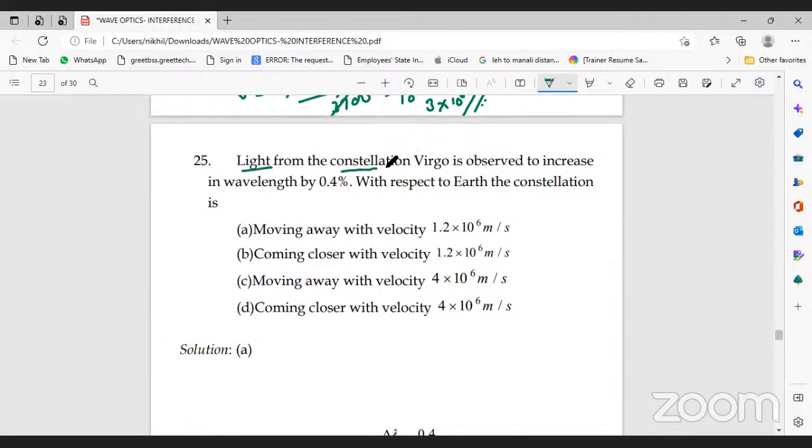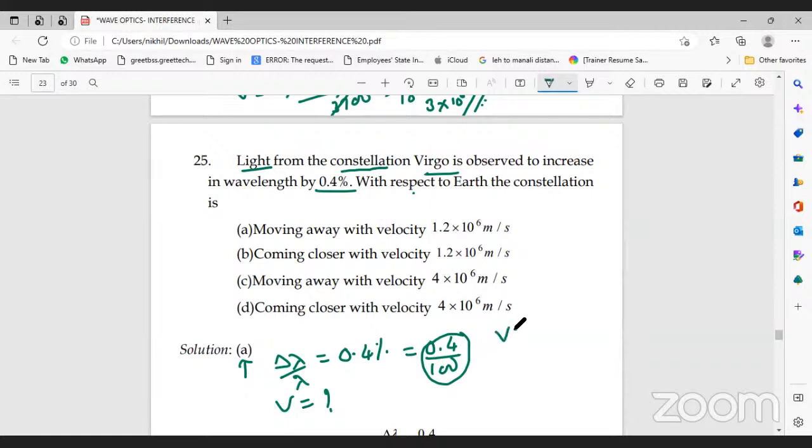Light from the constellation Virgo is observed to increase in wavelength. Wavelength is increased by how much? 0.4%. 0.4% means what? 0.4 by 100. Now they are expecting us to find, with respect to Earth, what is the velocity v? Percentage change in the wavelength, what is the meaning of this, 0.4 by 100? Change in wavelength by wavelength, right?